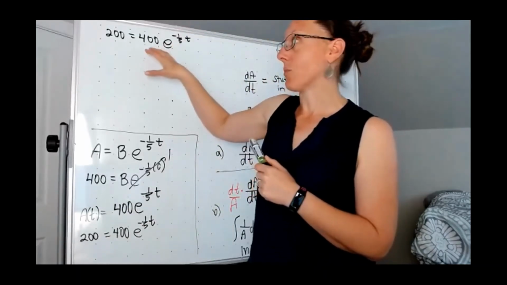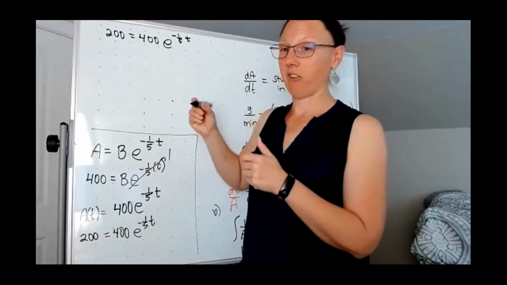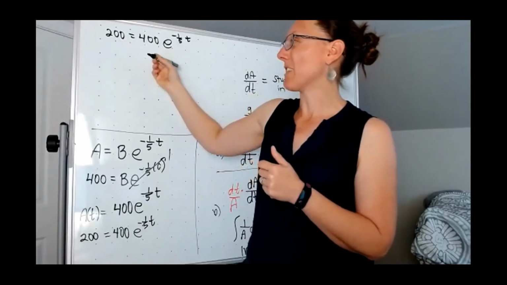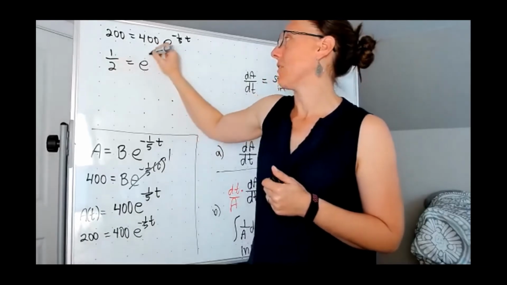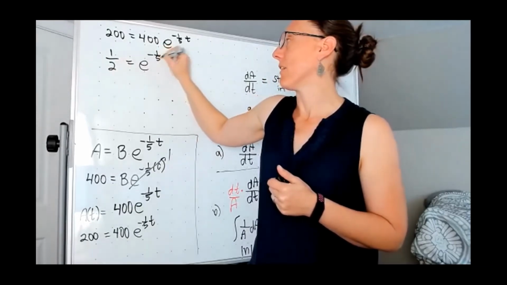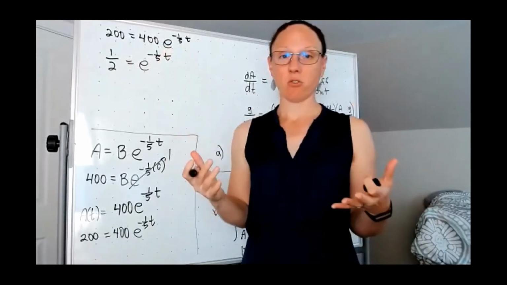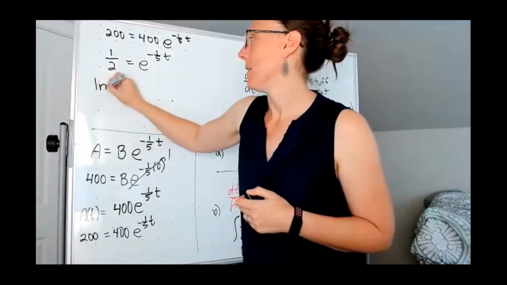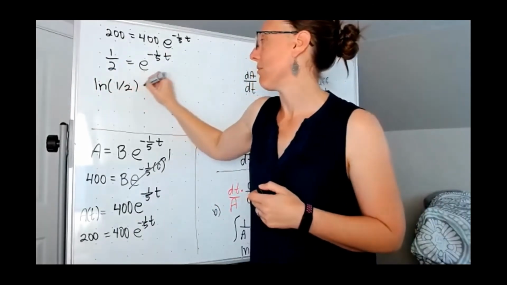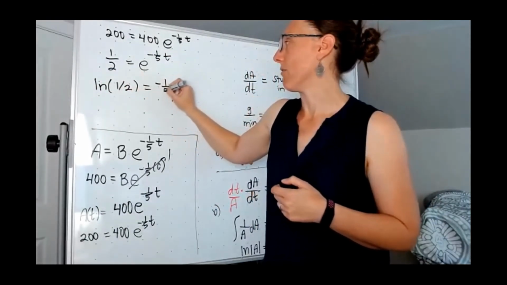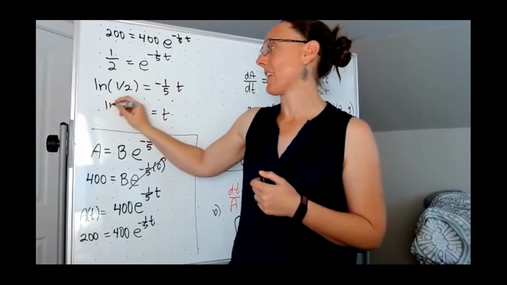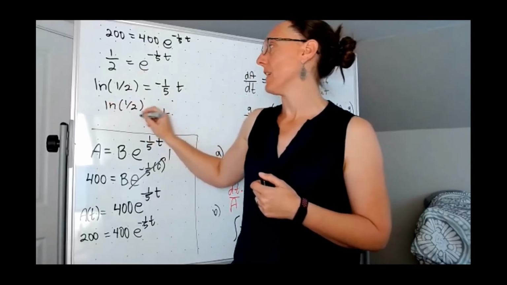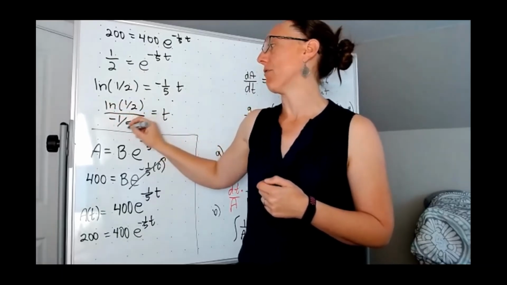So in terms of the algebra here, I'm going to divide both sides by 400. So 200 divided by 400 would give me 1/2. And I've got e to the negative 1/5 T. So I'll take the natural log of both sides. ln of 1/2 is equal to negative 1/5 T. And then I'm going to leave my T as natural log of 1/2 divided by negative 1/5.